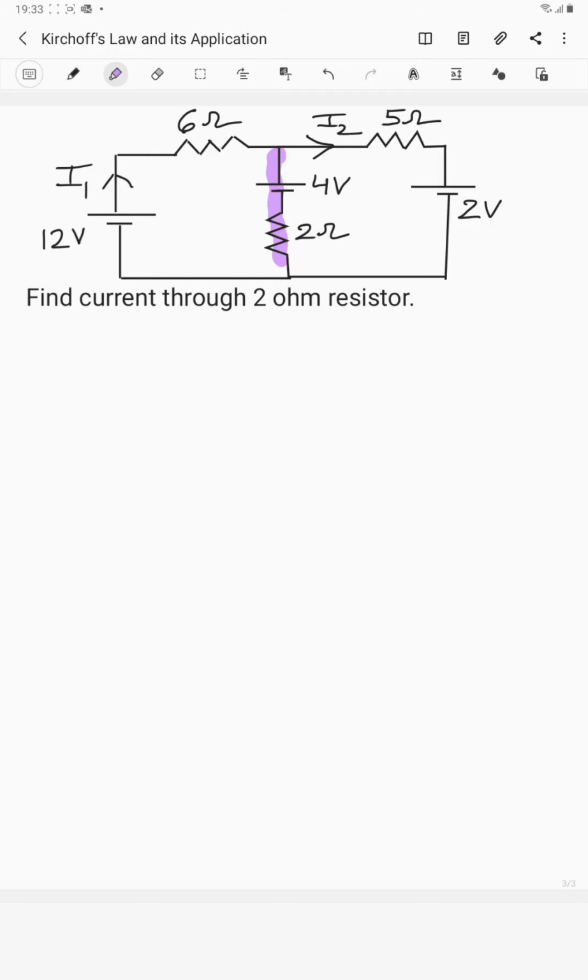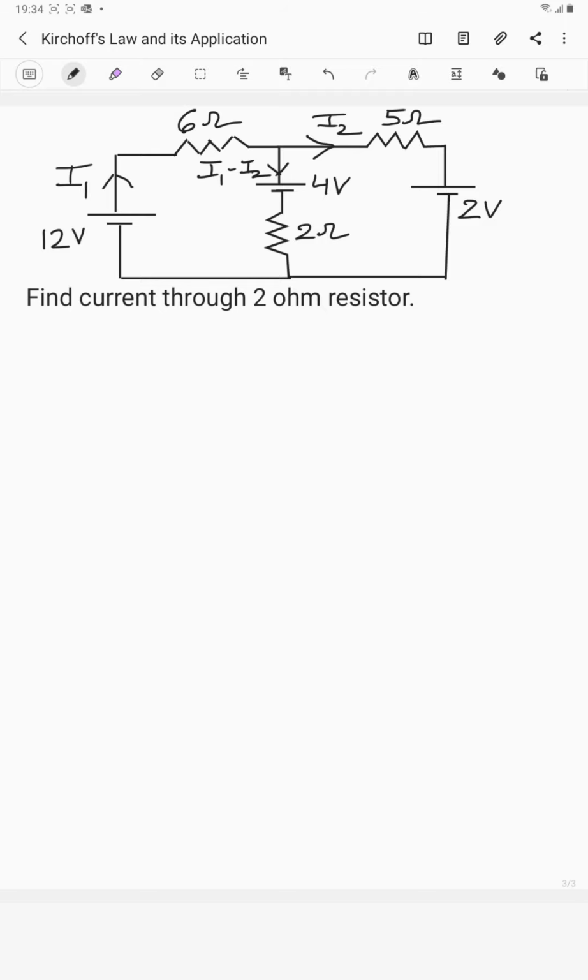If we know the current flowing in this branch and this branch, according to the KCL, we can write down the current flowing through this particular branch. Here I1 is coming, I2 has gone this side. So what is the left amount of current? It is I1 minus I2. That is the current flowing through this branch. So what's the first step? Assume current in each of the branches.